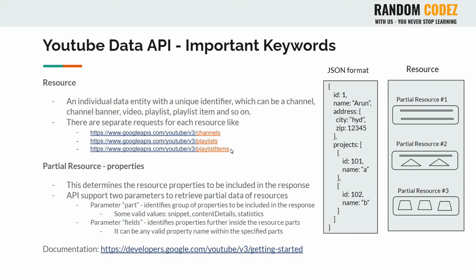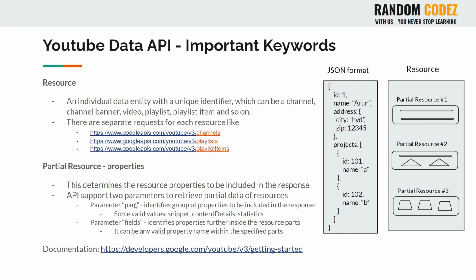So in the similar fashion, for each resource, so it can be a channel, video, playlist, or any other resource, we have a separate request which we have to use to retrieve the respective details. The next one is the partial resource. This determines the resource properties to be included in the response. So API supports two different parameters to retrieve the partial data of any kind of resource.